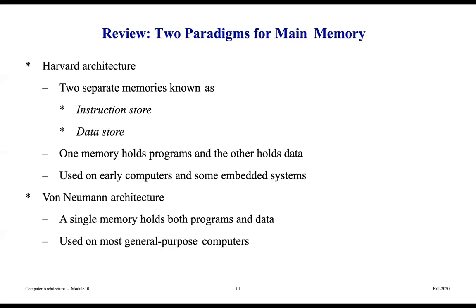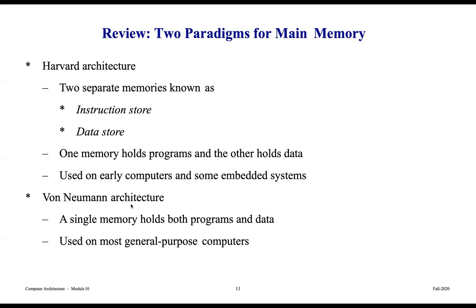So let's do a little bit of a review of the two paradigms for main memory. I've tried to periodically talk about these terms and help you get familiar with them. The one I've talked about most is the von Neumann architecture. And the Harvard architecture makes a slight distinction from the von Neumann architecture, which groups all memory together. So there's an instruction store and there's a data store. Those are different: one memory holds a program and the other holds data. It's used on earlier computers and some embedded systems.